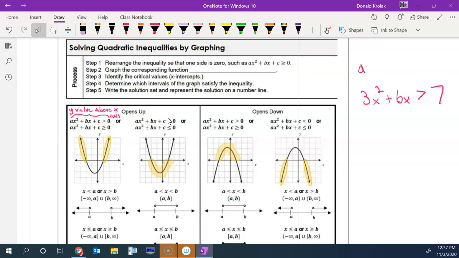Okay, because of the greater than or equal to, the equal to just means that the y values could be on the x-axis. Now, if you have less than symbols, then you're looking for the parts of the graph that are below the x-axis. So the y values that are below the x-axis.